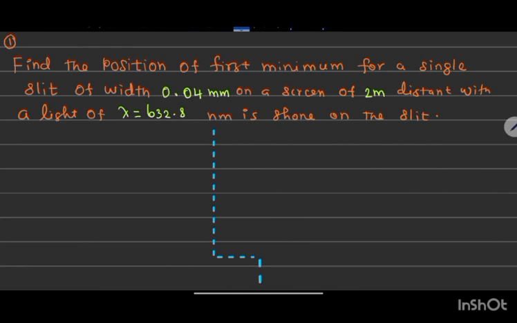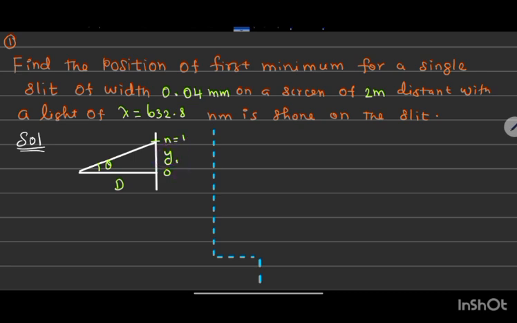The question is, find the position of the first minimum for a single slit of width this much, and a screen at a distance of 2 meter from the slit, and the wavelength of the incident light is 632.8 nanometer when it is shone on the slit. Okay, we have to find the position of the first minimum from the central maximum, the distance between the first minimum and the central maximum. This is y. We have to find the value of y.